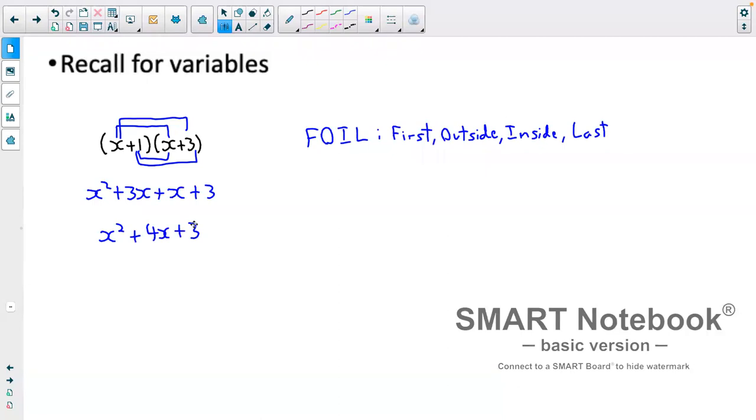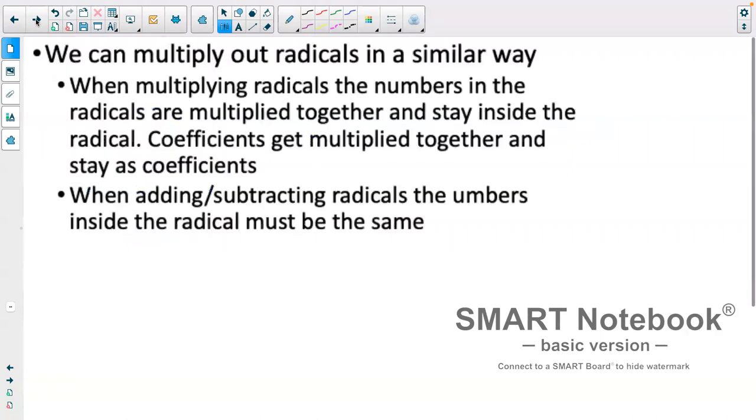Now, when we deal with radicals, we'll do it in a very similar way. So we'll still be using the FOIL principles. When we multiply, we'll multiply our coefficients together, and then we'll multiply what's inside our radicals together. When multiplying radicals, the numbers in the radicals are multiplied together and stay inside the radical. Coefficients get multiplied together and stay as coefficients. And when adding or subtracting our radicals after we've multiplied them out, we can only add or subtract them if what's inside the radical is the same.